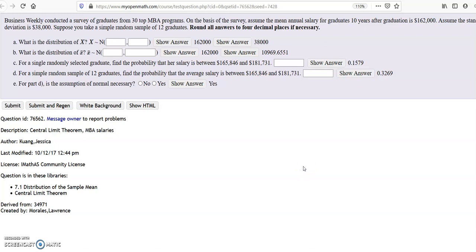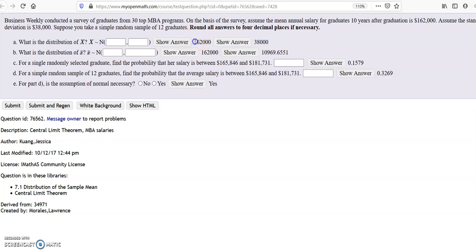Okay, I am going to go through this problem. It is very similar to, actually it's exactly like most of the problems in this section, just different numbers, okay? So if we conducted a survey of 30 programs, all the population information, of course, this would be the mean of the population right here. It's 162,000, all right?